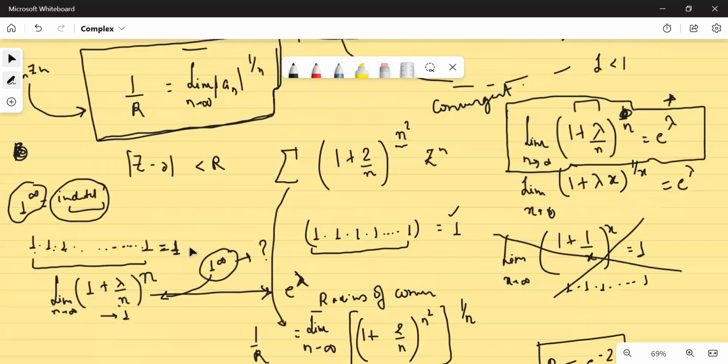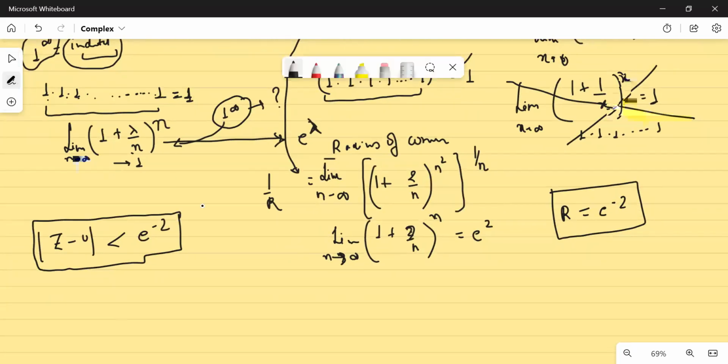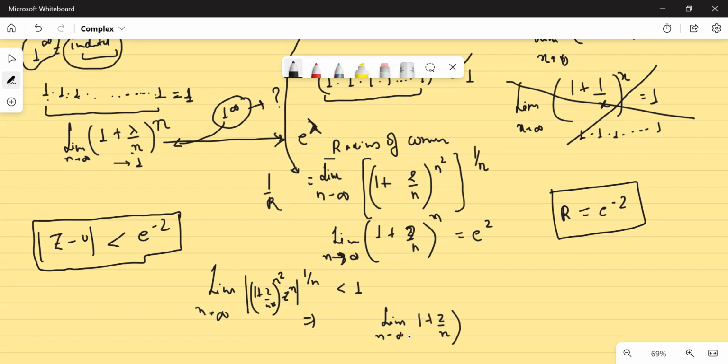Or otherwise, what you could have done? अगर ऐसे नहीं करना, ऐसे भी कर सकते. You just write limit. I told you this series converges only if this mod raised to power 1 upon n is some l and l is less than 1. You simply write 1 plus 2 upon n square, keep power n square, and here it is given z is to 5. So what you are left with, limit n tends to infinity, 1 plus 2 upon n, and this 1 upon n gets cancelled, so you will get n, and here you'll get mod z less than 1. And this entire limit, right now, I've told you this entire limit would come out to be e raised to 2. So you'll get mod z less than 1 upon e square.